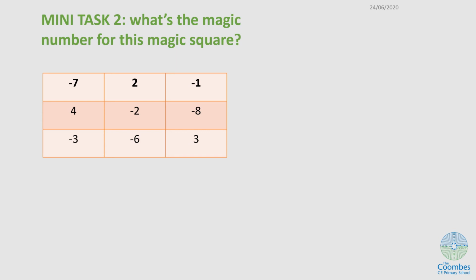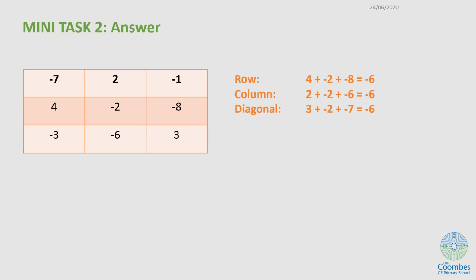This is our second magic square. Pause the video and find the magic number. How did you do? Now, the magic number is actually -6. Now, I've just selected one of the rows. If you add up the rows, you should come up with a magic number of -6. And then the columns, -6. The diagonals, -6.